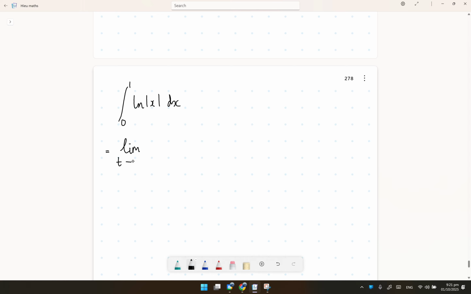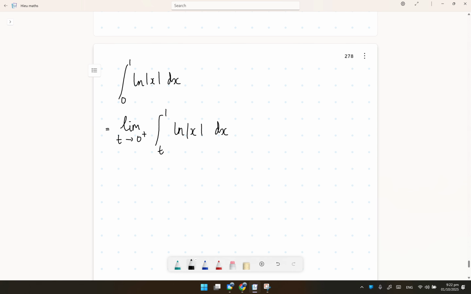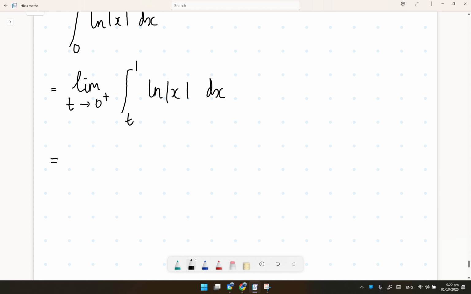So we're going to have the limit as t approaches 0, since we're going from 1 to 0, so that's going to be 0 from the positive side. The integral from t to 1 of ln x dx. Let's do the integration. So this is still going to be the limit as t goes to 0 from the positive side. The integral of ln x is simply x ln x minus x, just by integration by parts, evaluated from t to 1.